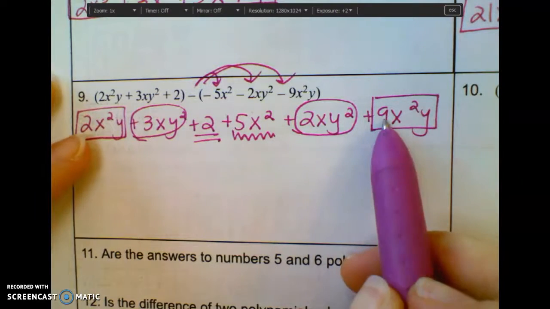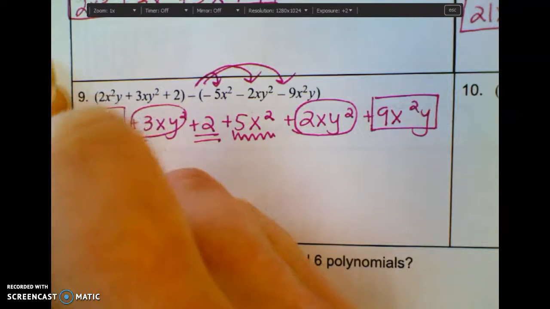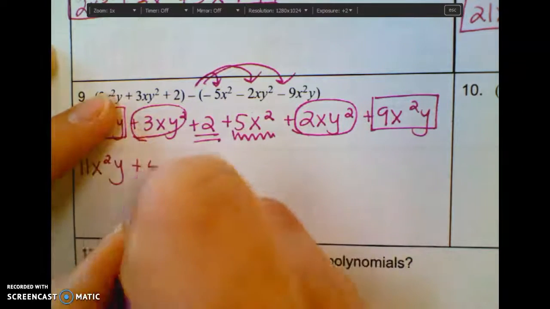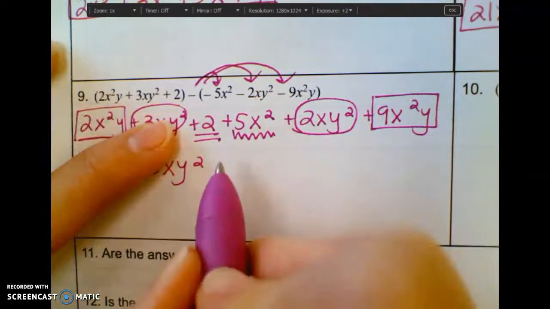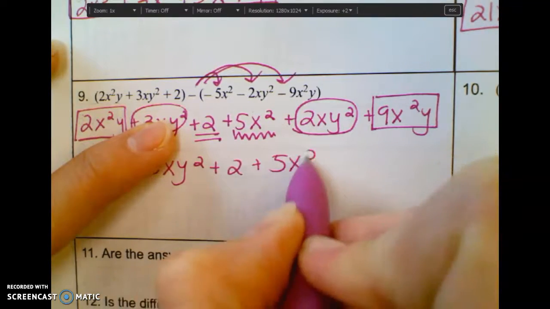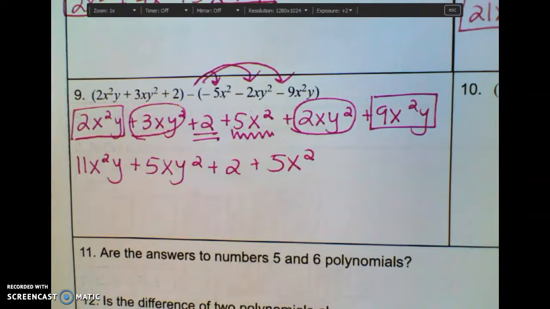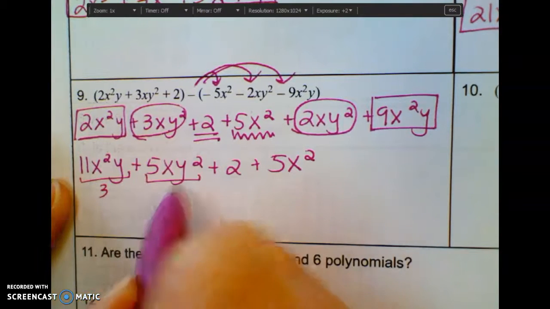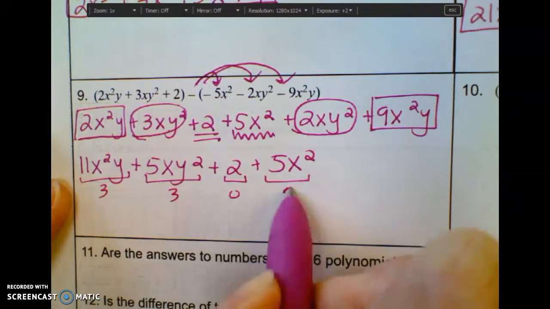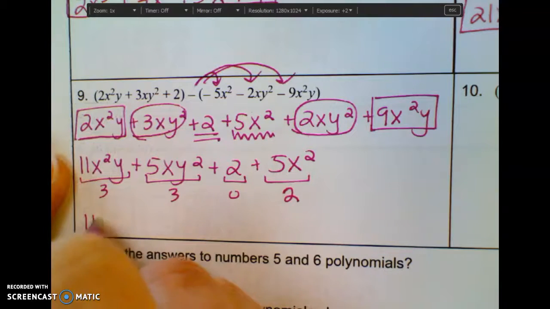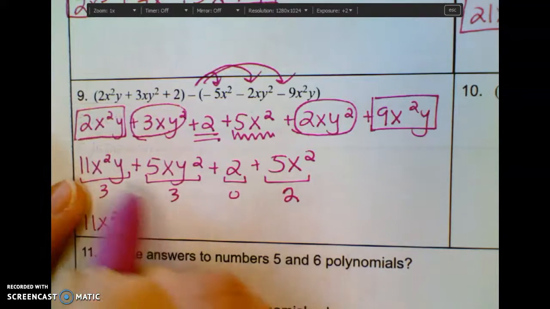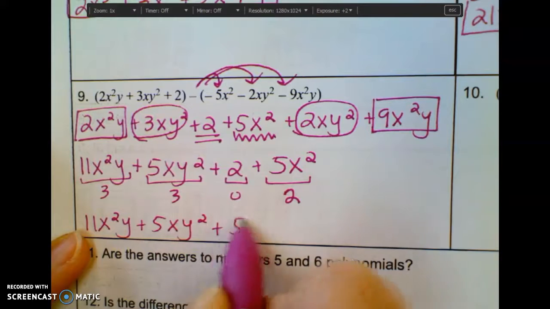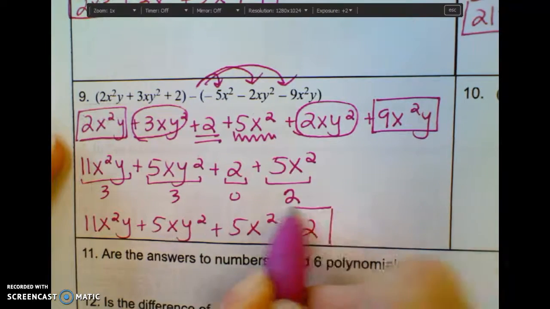The 9 plus the 2 gives me 11x squared y. 3xy squared plus 2xy squared gives me 5xy squared. Then we have 2 and 5x squared. Last thing we need to do is put these in standard form. So this has a degree of 3, degree of 3, degree 0, and degree 2. So between these, we've got to put the one that has more of the x's because they have the same degree. Higher x is the x squared. So that goes first, then our x squared y plus 5x squared plus 2.